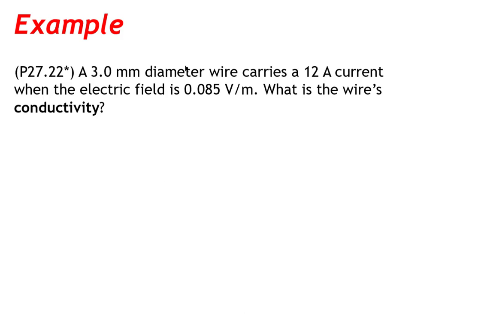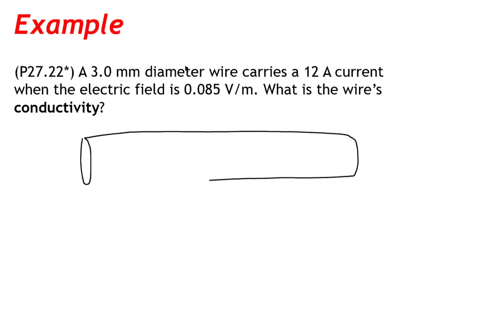As usual, I'm going to like to start this with a sketch illustrating our wire and the variables that we have to work with. So we're told that this wire has a certain diameter. The diameter of this wire is 3.0 millimeters.